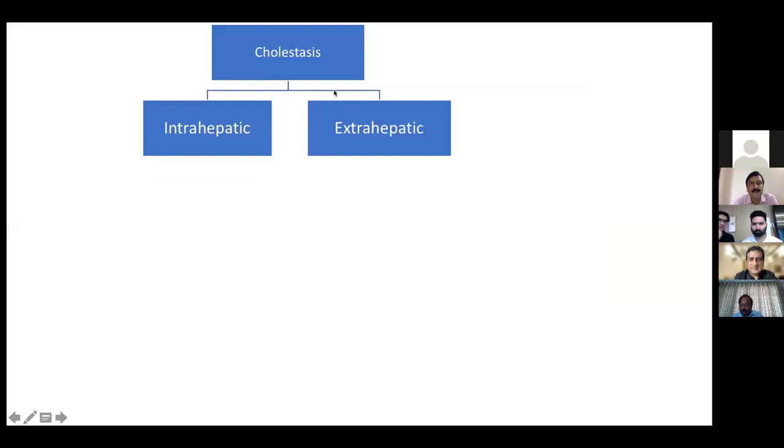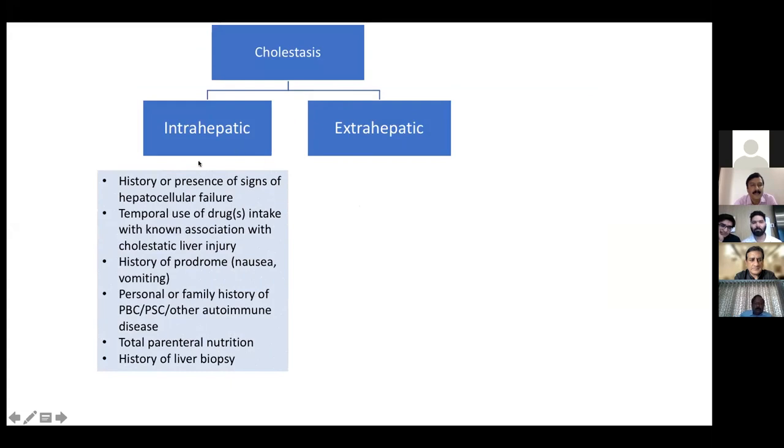So moving on to how do you differentiate between intrahepatic and extrahepatic cholestasis? In intrahepatic cholestasis, there will be history or presence of signs of hepatocellular failure like GI bleed, ascites, encephalopathy. There can be a temporal history of use of drugs which are known to cause cholestatic liver injury, like Augmentin. And there will be a history of prodrome if you have viral hepatitis with cholestatic phase. And as we have discussed, there can be a personal or family history of autoimmune diseases. And if the patient has been on TPN for a long time, they can have intrahepatic cholestasis. And if there is a history of liver biopsy in such patients, then you should consider that the cause likely would be intrahepatic.